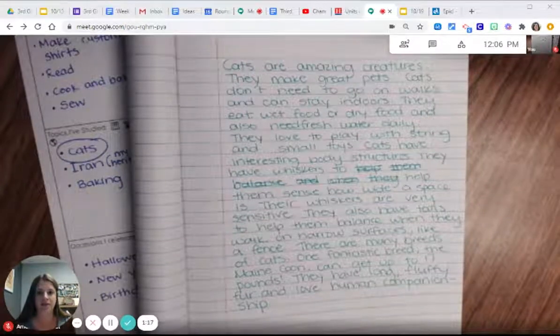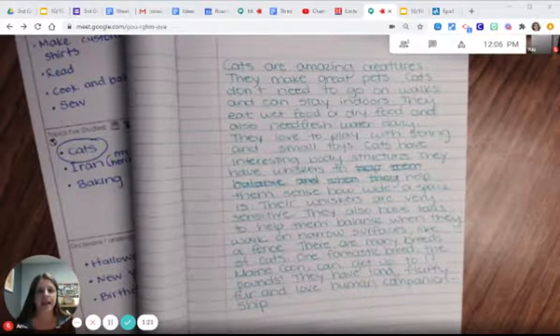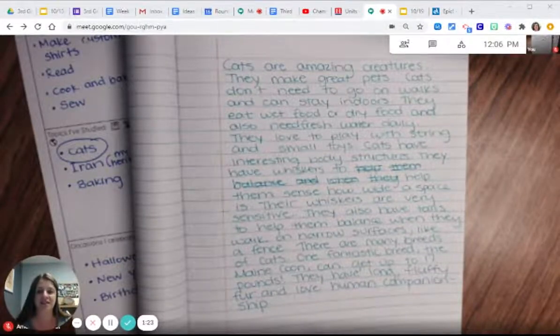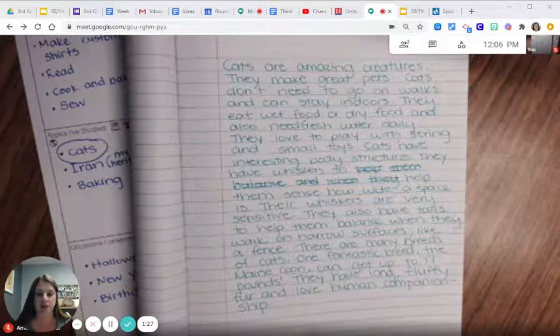There are many breeds of cats. One fantastic breed, the Maine Coon, can get up to 17 pounds. They have long, fluffy fur and love human companionship.